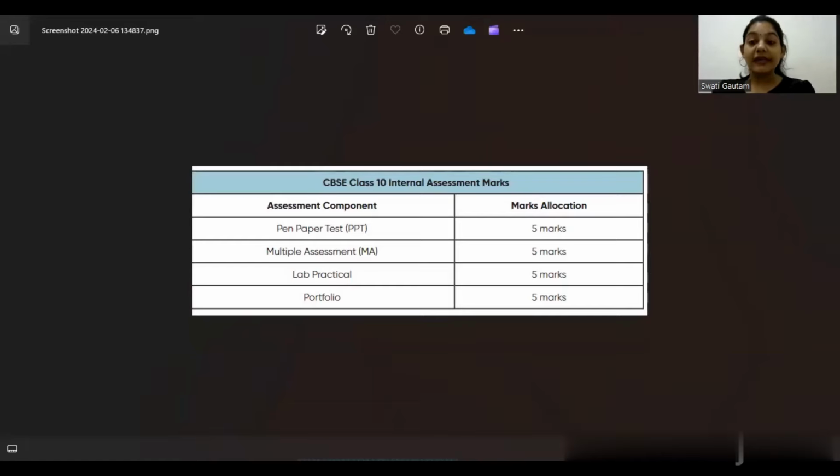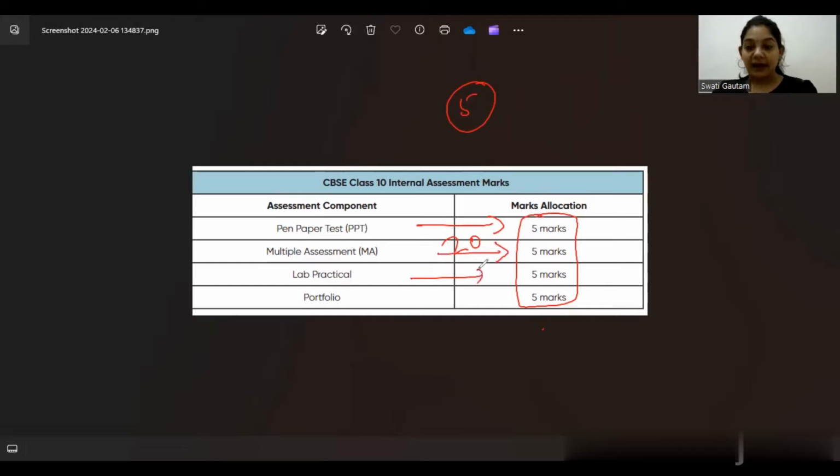So I'm sharing my screen with you. So this is the 20 marks division. 5 plus 5 plus 5 plus 5 is 20. So this is the pen paper test that you give in your school, whatever the test you have from the starting of the session to the end. That 5 marks is of test, and 5 marks of the multiple assessment that you have.